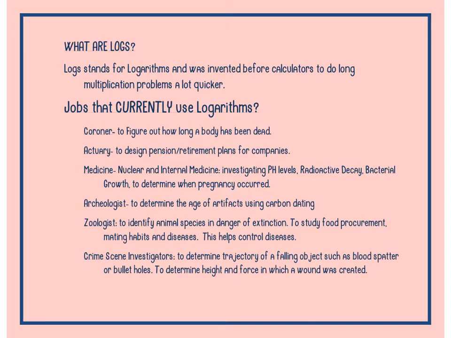So coroners have to use logs to figure out how long a body's been dead. An actuary is somebody who works for an insurance company who will decide how much it is going to cost you to have insurance based on the probability of you dying at a certain age. Medicine uses it, archaeologists use it, zoologists use it, crime scene investigators use it. So logs and natural logs, a lot of these occur in nature.